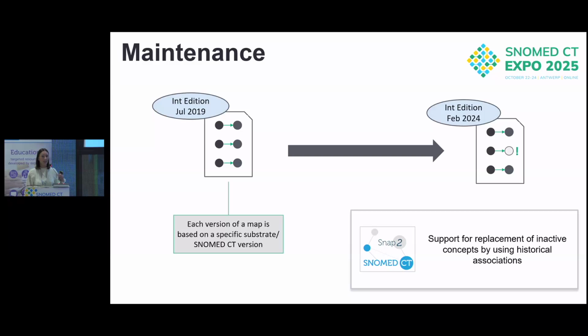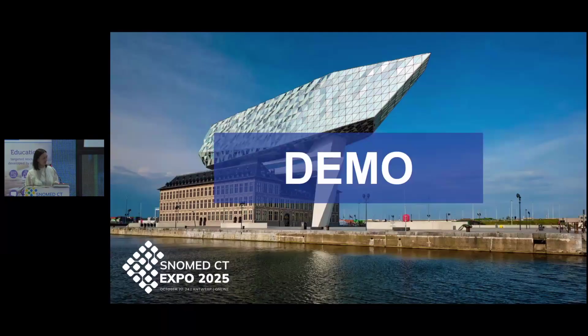So whether it's the same as a different concept, or if it's ambiguous, it might be equivalent to two concepts. So these historical associations are actually used by the mapping tool to present you with options to choose from, which Anna will now go through.